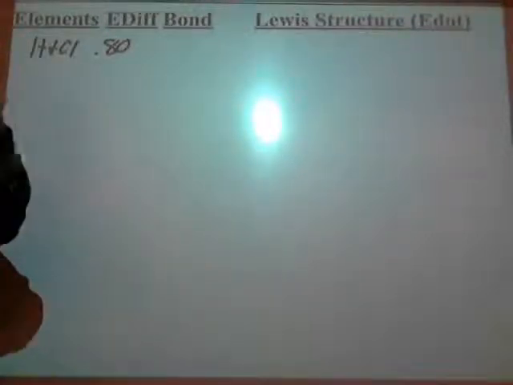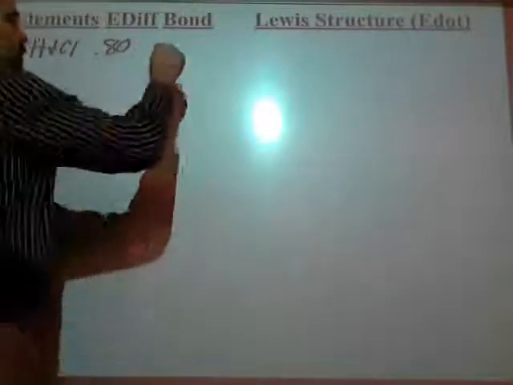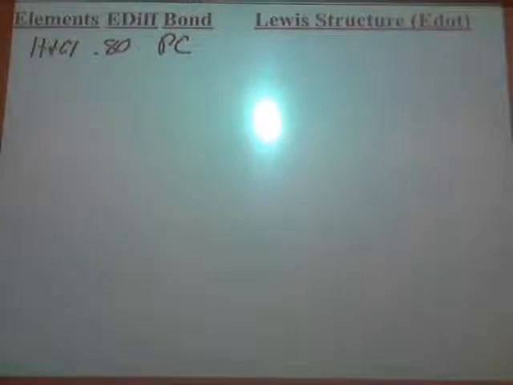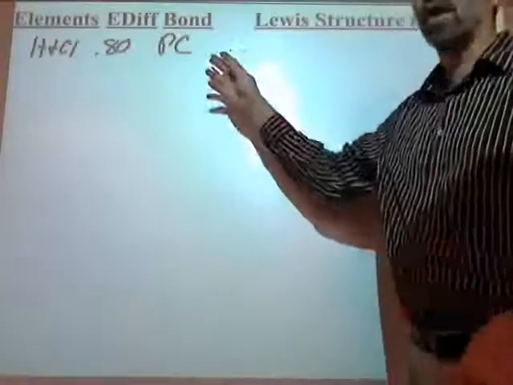What does that make it? What kind of a bond is it going to be? 0.80, where does it fall? Polar. You can abbreviate on your charts too. You can just call them polar covalent, PC. Politically correct. PC. All right. Polar covalent is fine.